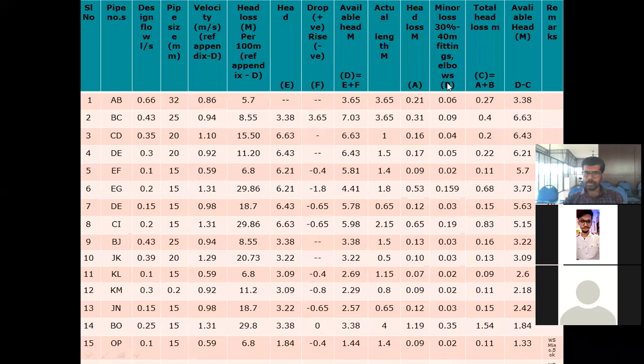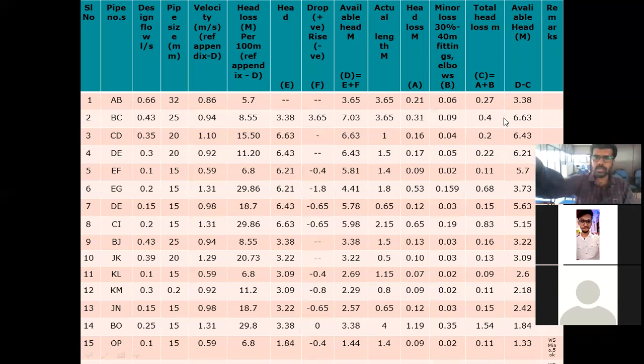Right, this is A, okay, and this is B. Minor losses: if you are taking 30% of head loss, how much will it be? 0.063. Okay, you can write 0.06. So now total head loss will be C equal to A plus B. So 0.21 plus 0.06 will be 0.27. And available head will be D minus C. What is D? 3.65 minus C, which is 0.27. So 3.38 is the available head.